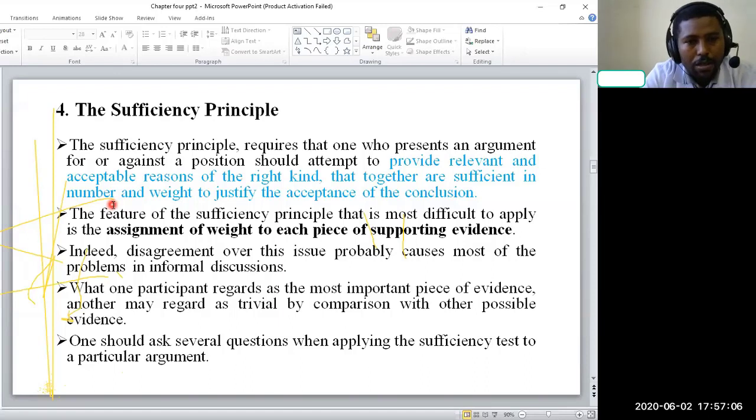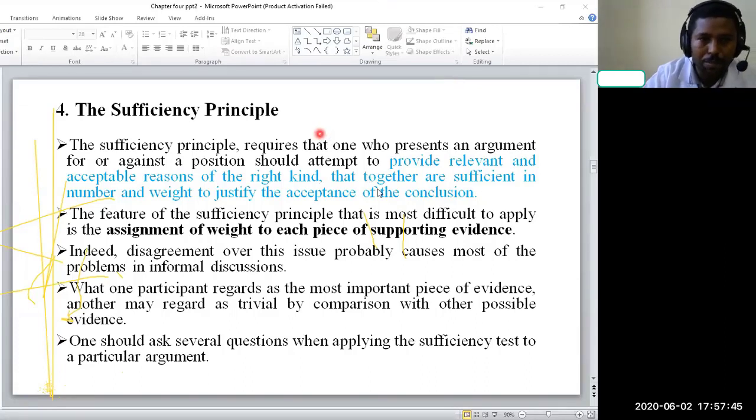The fourth principle of good argument is sufficiency. The principle of sufficiency. You have seen the two necessary conditions of good argument, that is the truth condition and the principle of logic condition. And under that, we have said that these two are not sufficient. They are necessary.